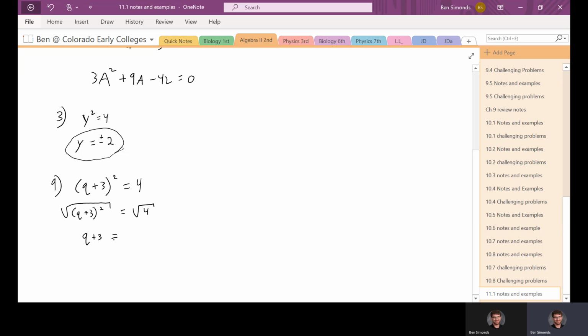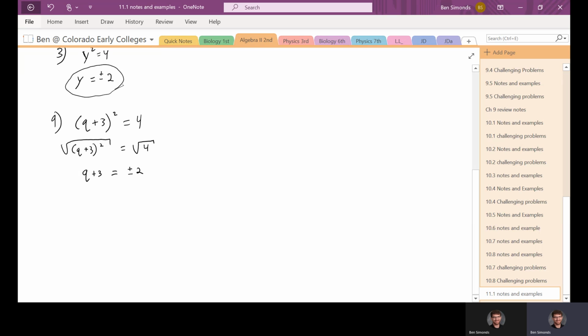So now we can subtract 3, but first, before we do that, we need to remember our plus or minus, that this 2 could be positive or negative. We have no way of knowing, so we have to list both options there, positive or negative 2.